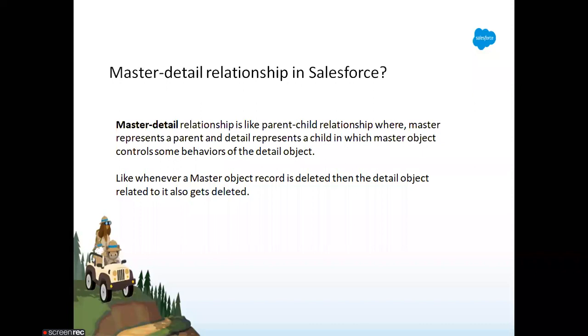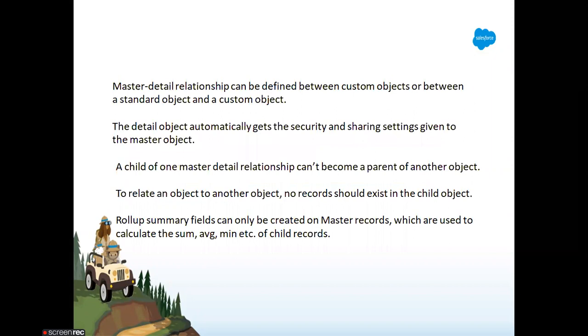Whenever a master object record is deleted, then the detail object that is related to it also gets deleted. As in the case of lookup relationship, when we delete the master record, there is no effect on the child record. But in the case of master detail relationship, when we delete the master record, its child records are automatically deleted, right? Master detail relationship can be defined between custom objects or between standard and custom object, depending on the scenario.